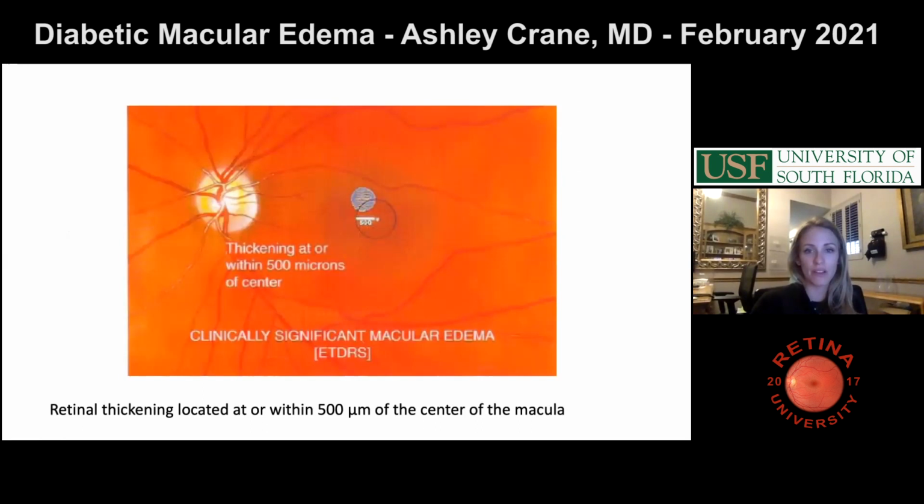It's like 1,000 outside. Okay, so everybody just look at these diagrams. This is something you absolutely have to know for your OCAPs and for your boards, regardless of whether it's clinically that helpful. There are three definitions: retinal thickening located at or within 500 microns of the center of the macula.